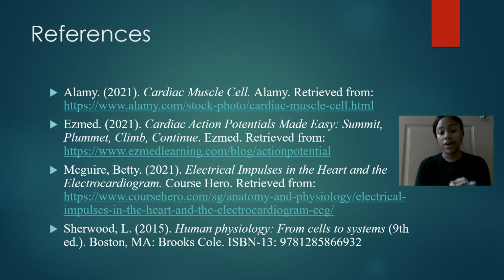So then here I just have a list of all the references that I used to get all this information, for the diagrams, for the information that was included in the slides, and for the little extra information that I said during this presentation.